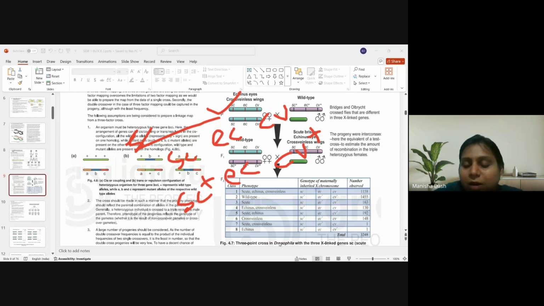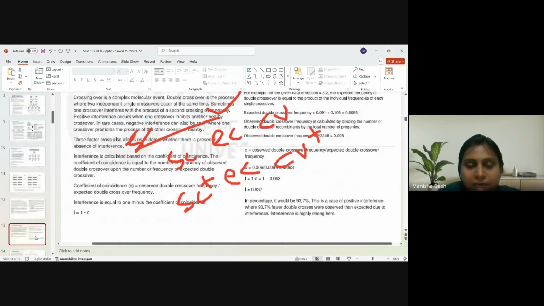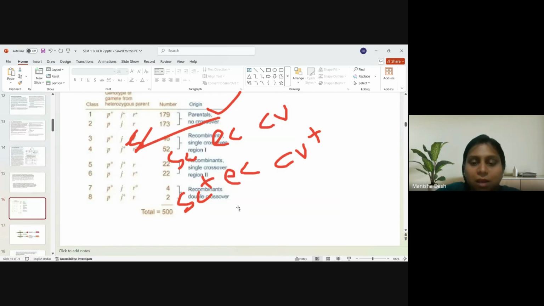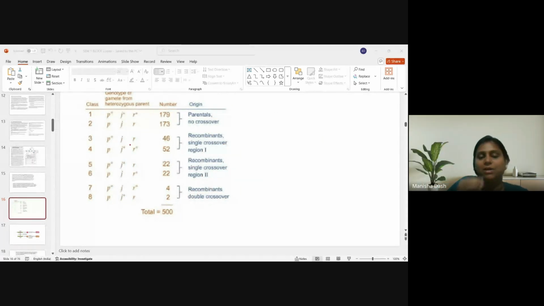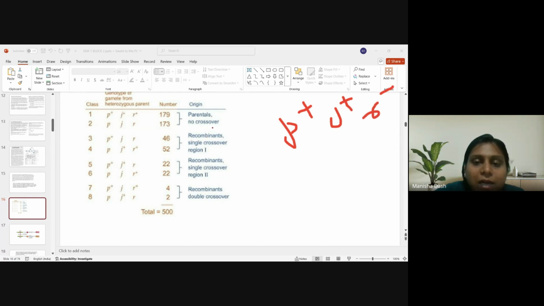Or let me take another, simpler example, since this might be a little bit confusing to you. Let me show you a very simple example which I have cited here. This slide is visible to all of you? Yes, ma'am. Okay. So here let's understand what this sequence means. Now look at the parental sequence. What is the parental genotype here? P plus, J plus, R plus. And can you tell me what is the double crossover class here?